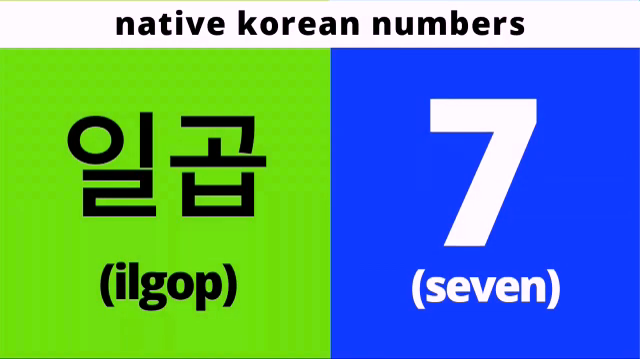Next, the native Korean version of number 7 is ilgop. Again, ilgop. This is pronounced as a two-syllable word. The first syllable is il, the second syllable is gop. Pronounce it with me. Ilgop.